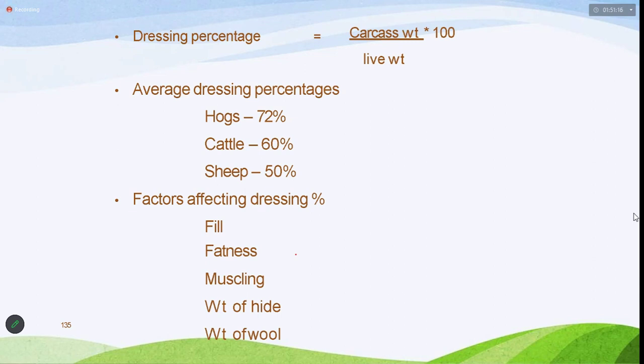Factors affecting the dressing percentage. Okay, we'll see one by one why we are saying so. Again, the dressing percentage is very variable. It may go along with factors like gut fill, fatness, muscling, and weight or height.